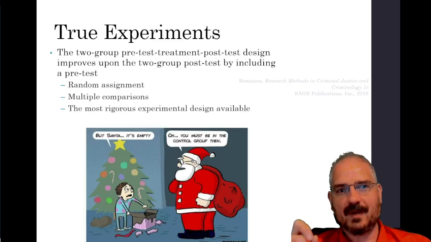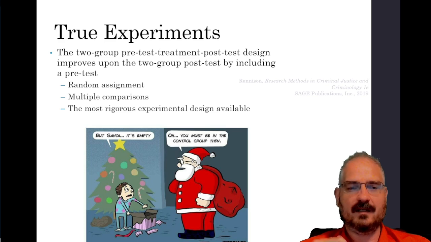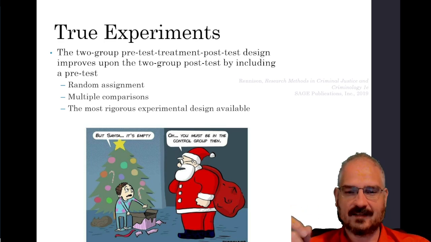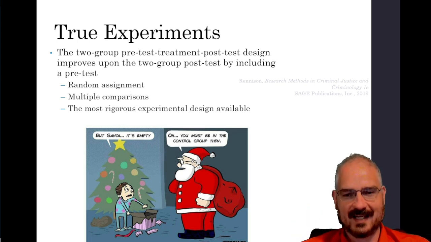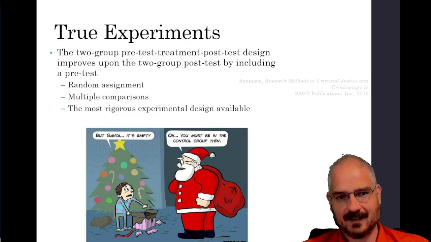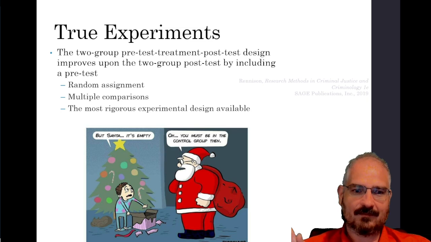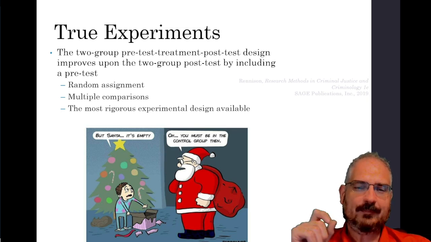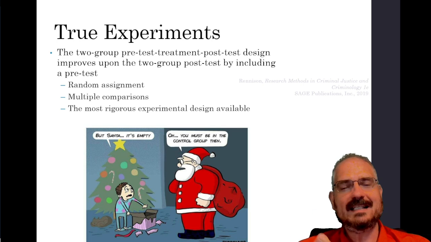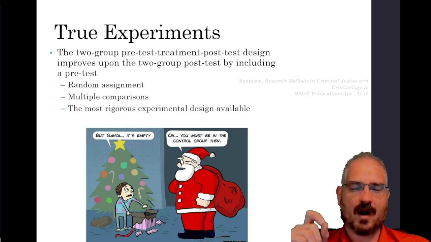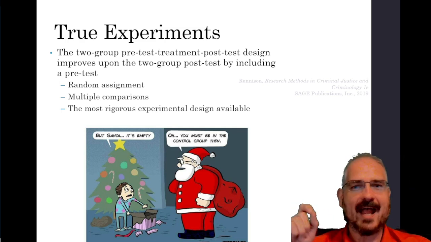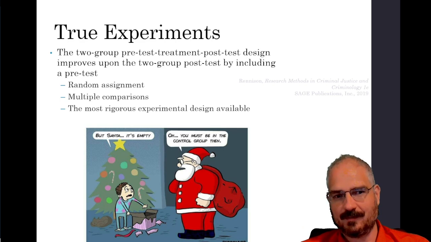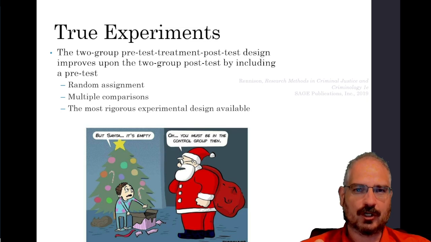So another way we can do a true experiment, a little more complicated, but giving us, in many cases, a little bit better data, is the two-group pre-test, post-test design, okay? So this is going to be the exact same as the previous example, but in this case, we're going to incorporate a pre-test as well. So we're going to observe our dependent variable before the treatment, and then again after the treatment. So we're actually going to be doing our measure twice, okay?